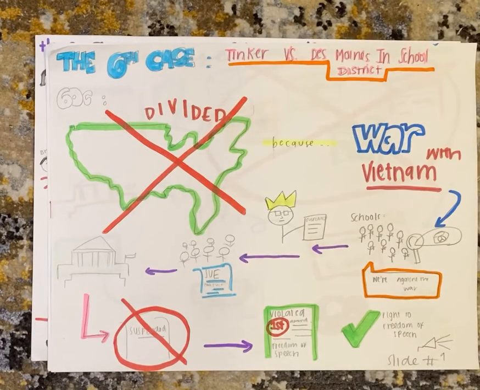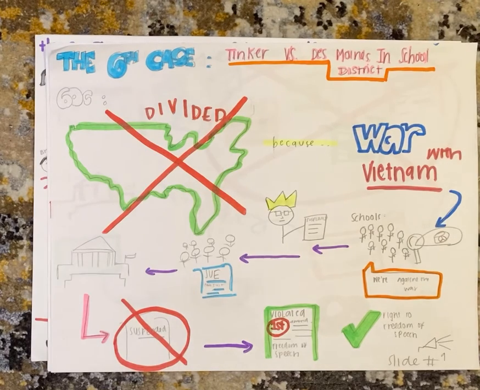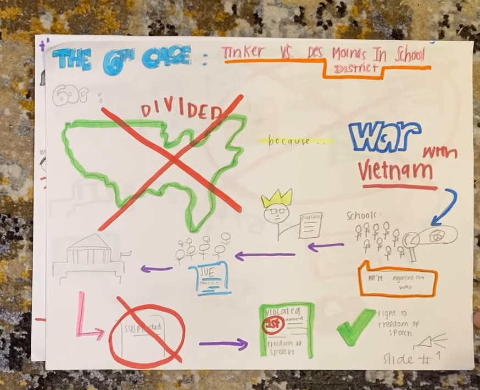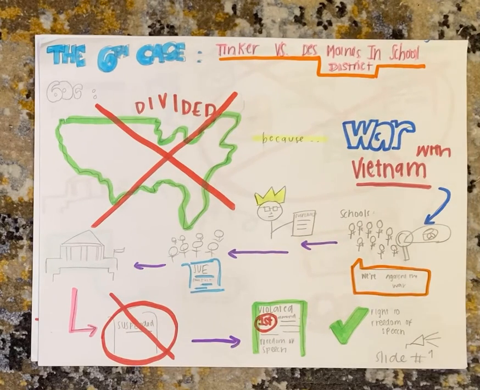Next is the Tinker versus Des Moines School District case in 1969. During the 60s, America was feeling very divided due to the ongoing Vietnam War. Because of it, students at several schools in the Des Moines School District decided to wear black armbands with peace signs to show their opposition to the war in this tragic time.